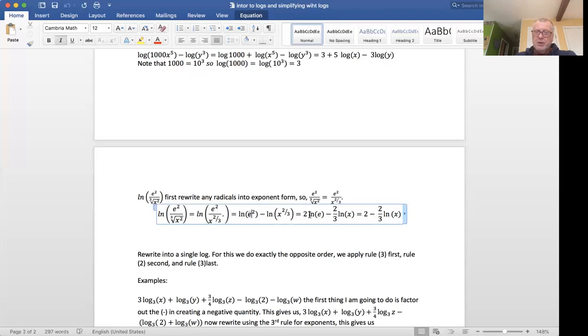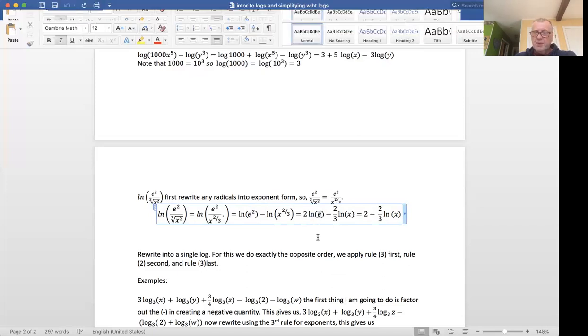Now, as it turns out, the natural log has a base of e. So the base here and the thing we're taking the log of are the same. So that means it's going to be 1. So it's 2 times 1, or 2. And then minus 2/3 the natural log of x.